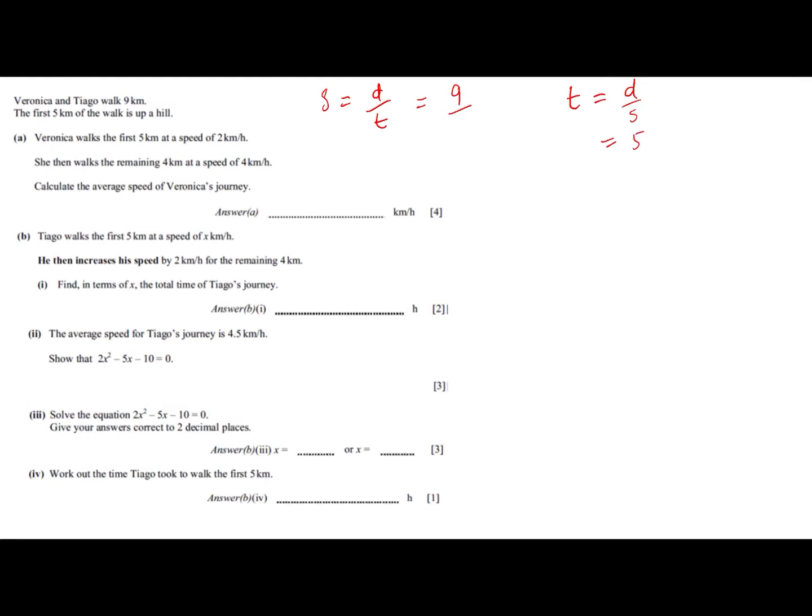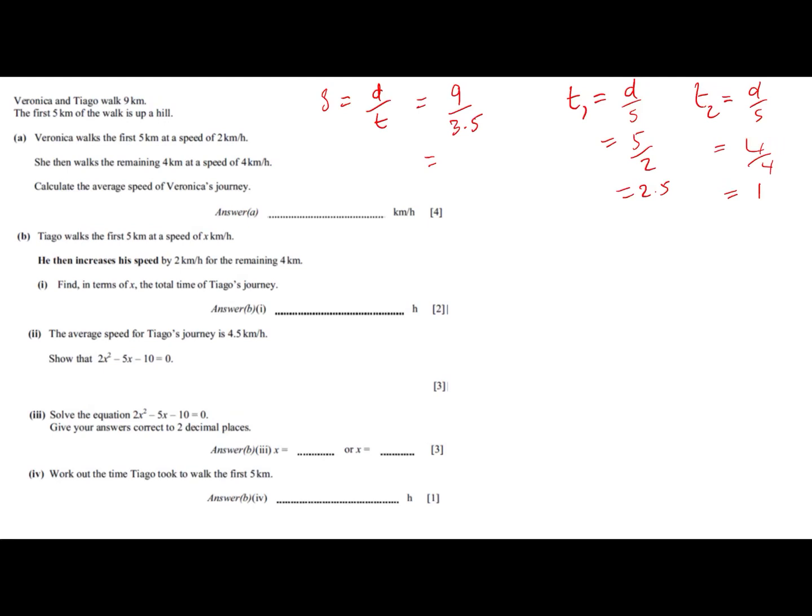So time is equal to distance over speed. So for the first part of the journey, distance is 5 and speed is 2, so that's 2.5. And for the second part of the journey, distance over speed is equal to a distance of 4 over a speed of 4, which is equal to 1. So it must have taken 2.5 plus 1, 3.5 hours to complete the journey.